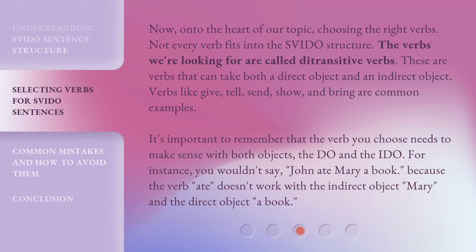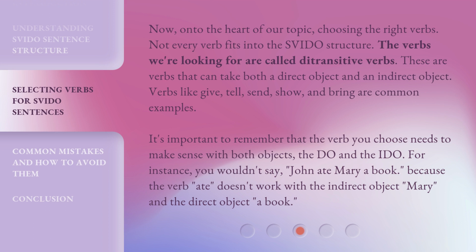Now, onto the heart of our topic, choosing the right verbs. Not every verb fits into the SVIDO structure. The verbs we're looking for are called ditransitive verbs. These are verbs that can take both a direct object and an indirect object. Verbs like give, tell, send, show, and bring are common examples.